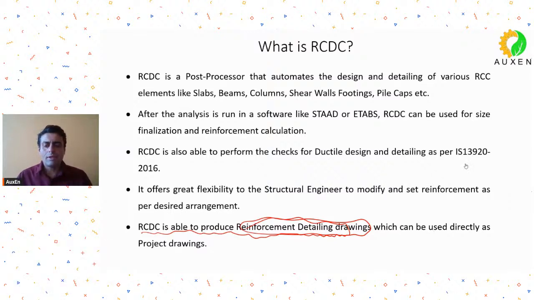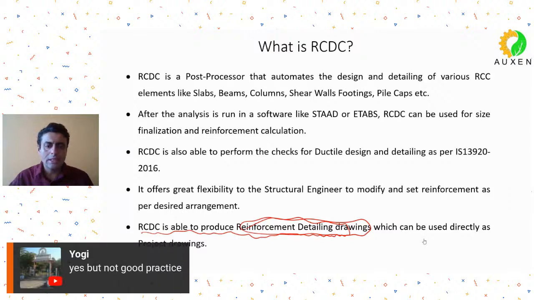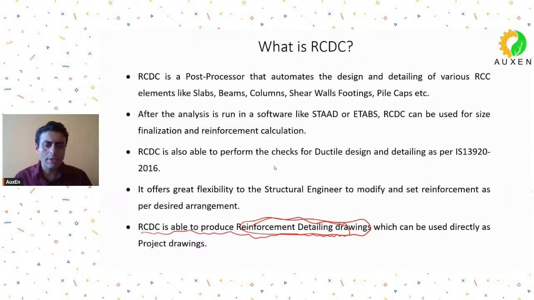Some people may take the output from RCDC and make some minor adjustments, maybe some layer or some color, etc. In fact, those changes can also be made in RCDC itself. There are a lot of options to change the color, text, line type, etc. So you can make some minor adjustments in AutoCAD, take the output from RCDC, and directly use it as a part of your project drawing. I've seen that also being done. So that is another big advantage of using RCDC.